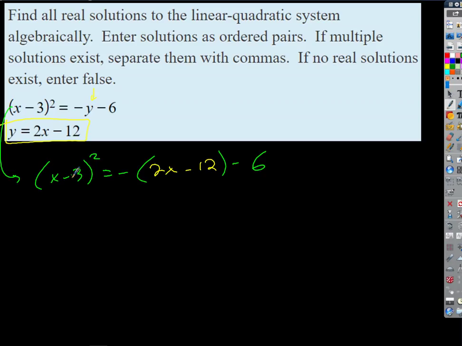Now, what am I going to want to do with that? How do I solve quadratic equations? What form do I need to put them in to start? Standard form, right? I got to put them into the form ax squared plus bx plus c equals 0, right? Got to get it equal to 0.